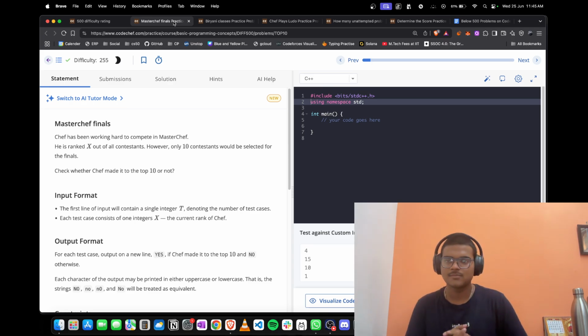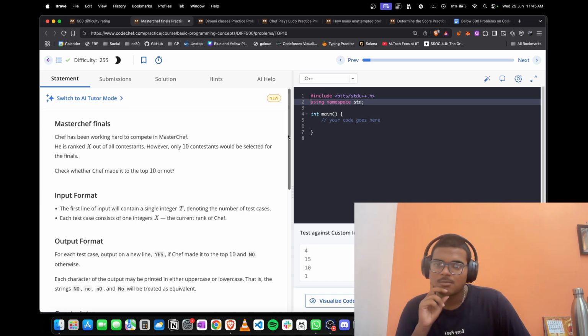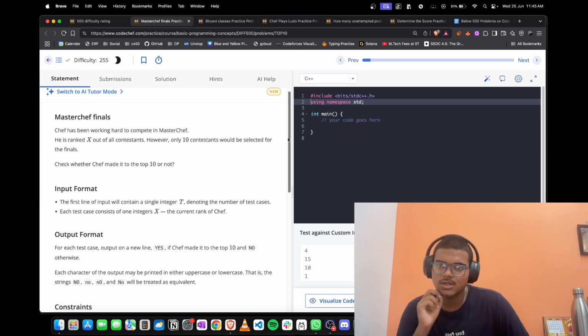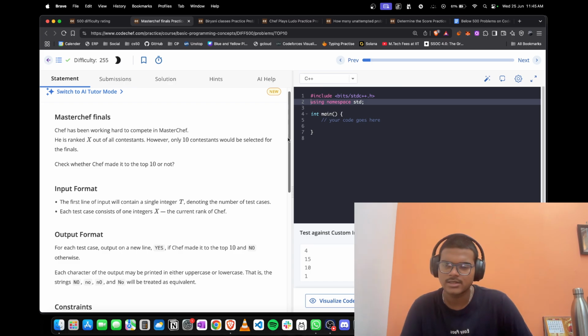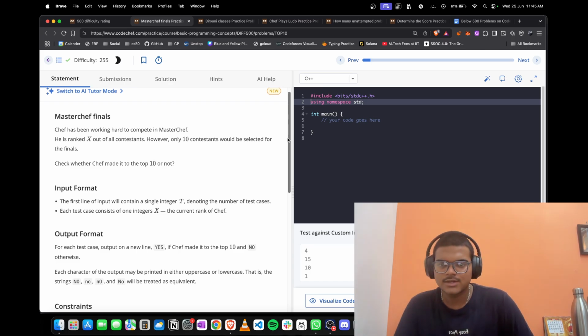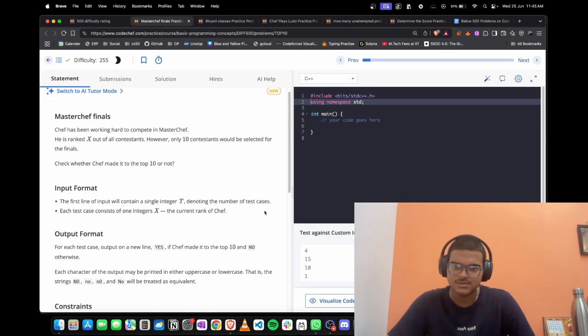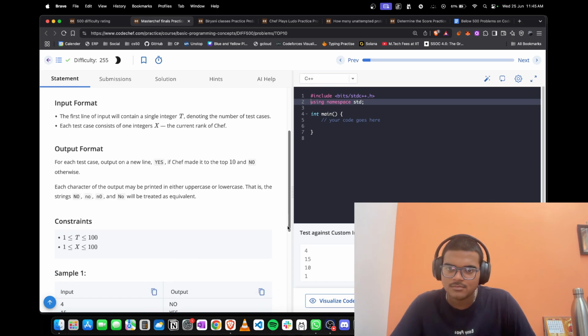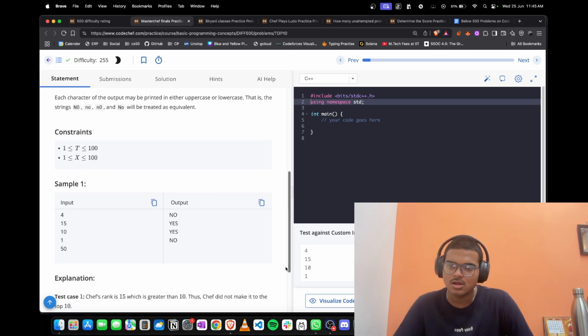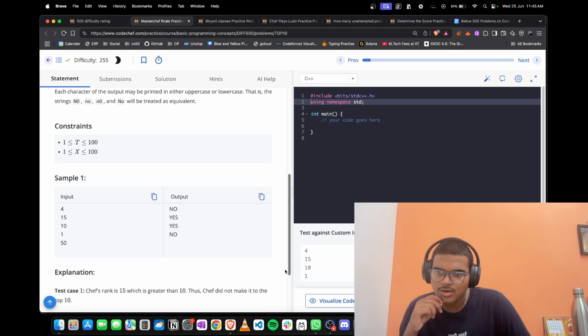So let's start. First question, MasterChef Finals. Chef has been working hard to compete in the MasterChef. He is ranked expert. However, only 10 contestants would be selected for finals. Check whether chef made it to top 10 or not. The first line is the test case. Each test case consists of X, the current rank of chef.